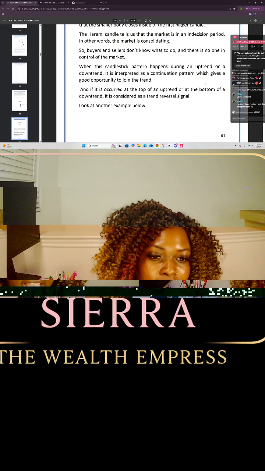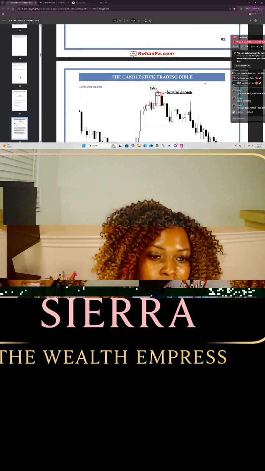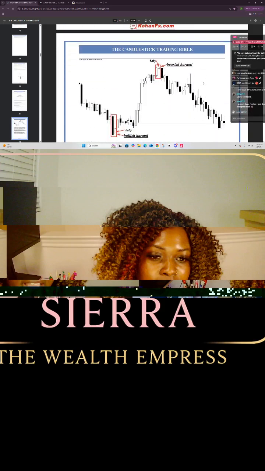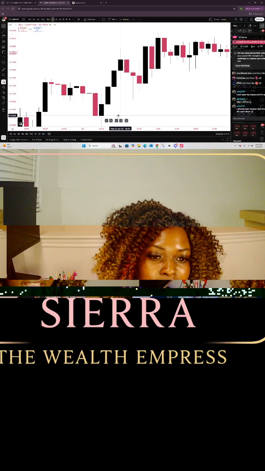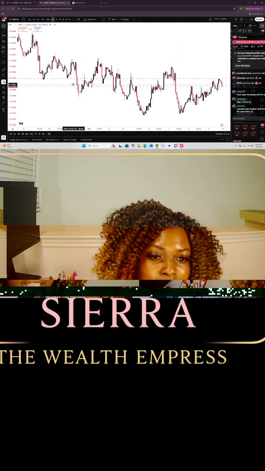And if it occurs at the top of an uptrend or at the bottom of a downtrend, it is considered a trend reversal signal. Okay. So we're gonna look and see. We're gonna find our zones, and then we're gonna look for this, and let's see if I can also learn something new with y'all. Okay. So this is our bullish Harami. So let's find a bullish fair value gap and see if we can find a bullish Harami with that gap.